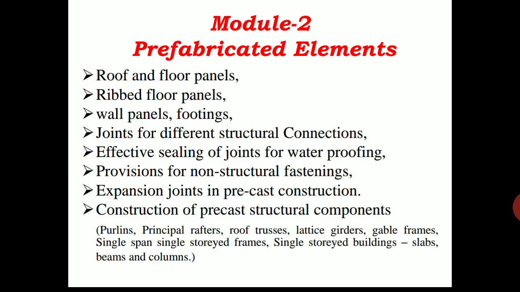Here we will study how we will manufacture these, which guidelines we need to follow, which materials we need to consider, and which different procedures and methods are present in this process. And then joints for different structural connections. So we need to connect one structural element to another structural element, for example, column to beam.